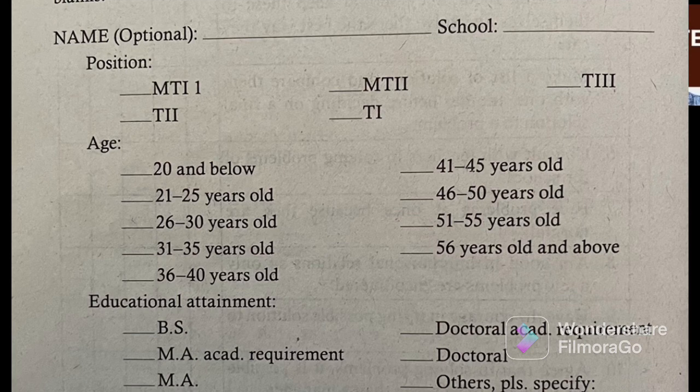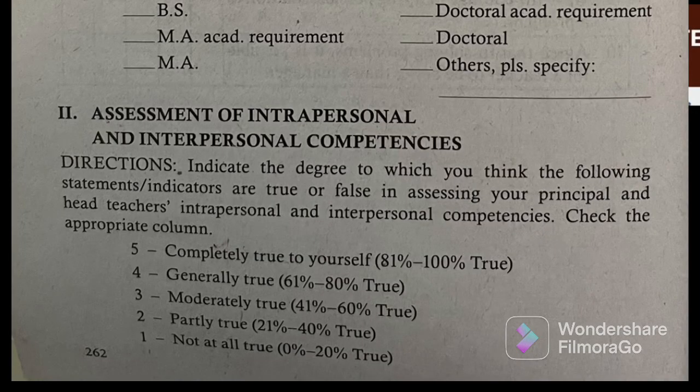We call this the closed type of question, wherein your participant will just check. They don't have to think of the answers. All they have to do is check. In the position, you have MT1, Master Teacher 1, Master Teacher 2, and so on and so forth. Age: 20 and below, 21 to 25. Educational attainment has the same type.